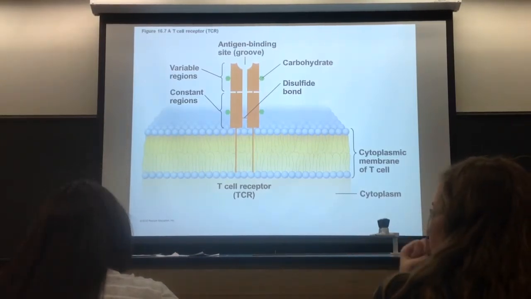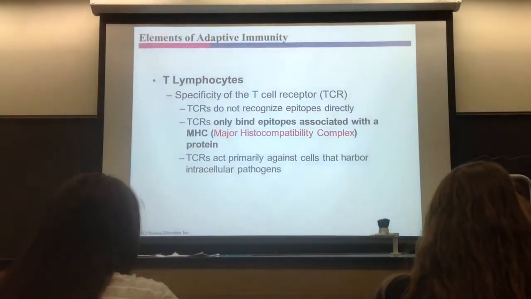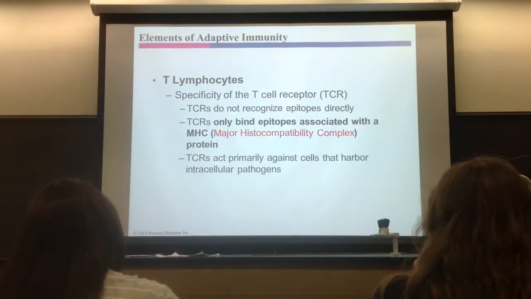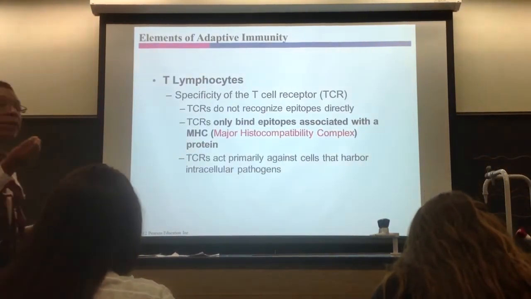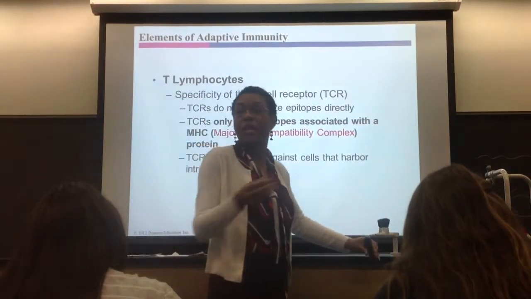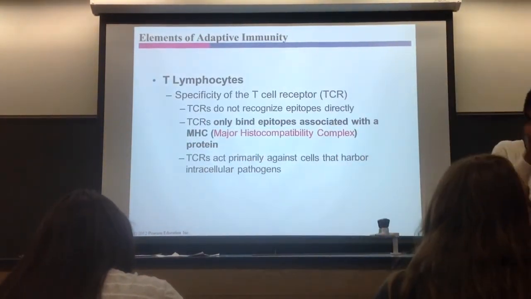Now here's the deal, I'll tell you right now. They don't work like a BCR. A BCR can literally attach to an epitope, right? It can do that. They can't do that, okay? They do not recognize epitopes directly. So even if there's some strange pathogen in your body, these T cells cannot bind that pathogen directly. Unlike a B cell can. B cells can do that.